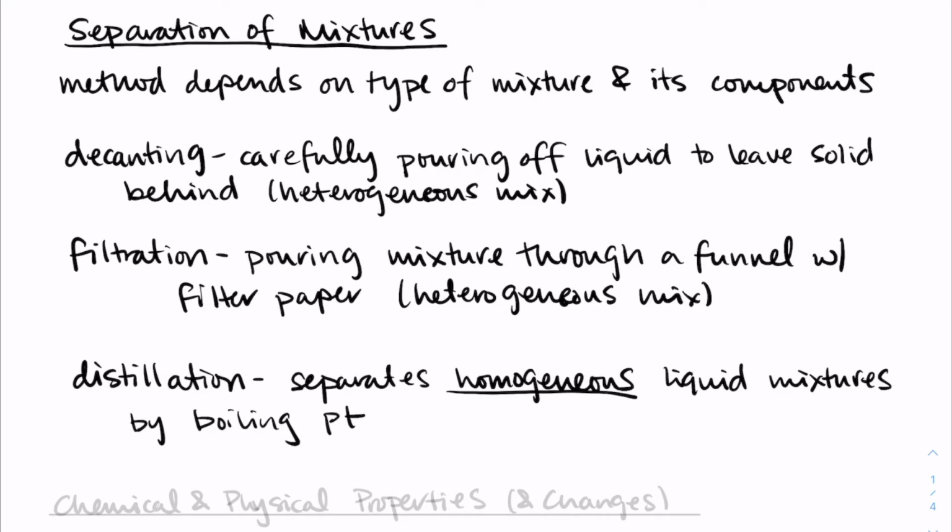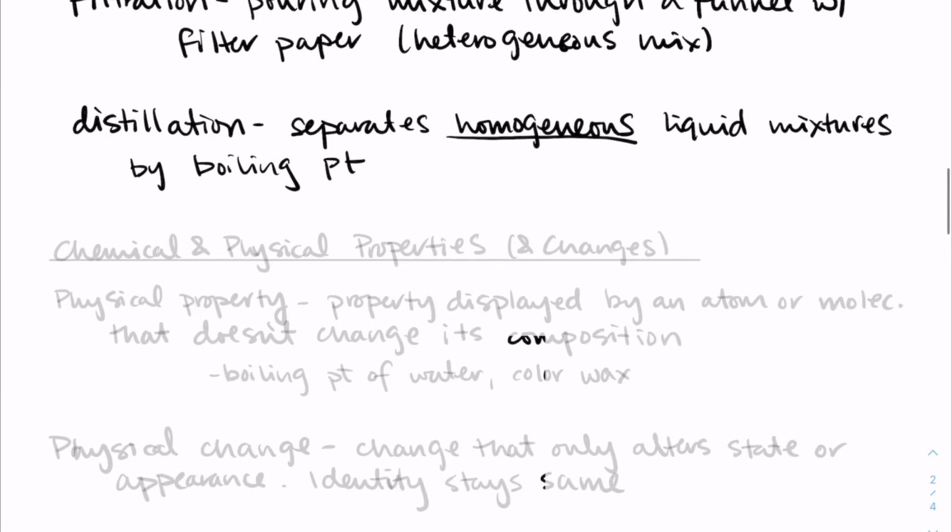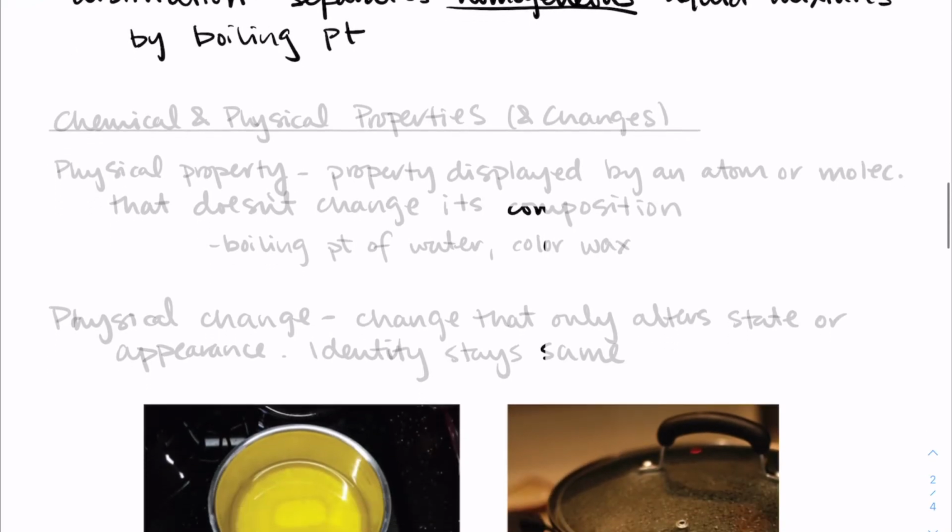But the chemical properties of the water and the chemical properties of the rubbing alcohol are still distinct and unique, which is why it's a mixture. So if I boiled that mixture and I had the right equipment, I could separate the two components from each other.